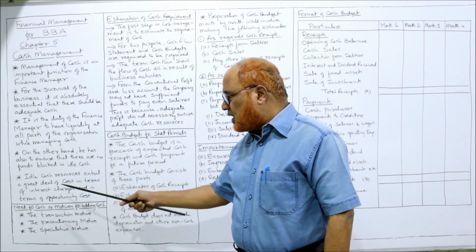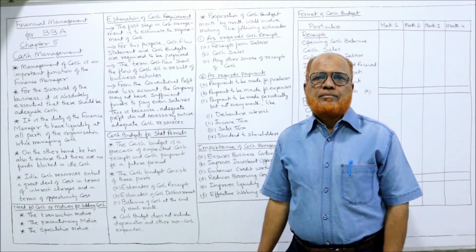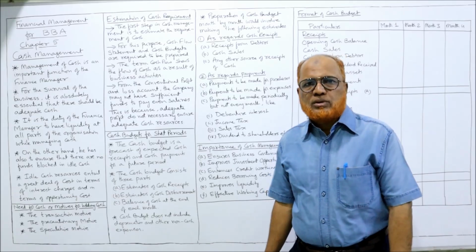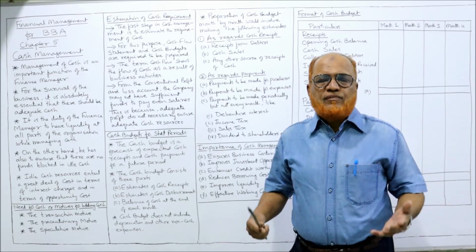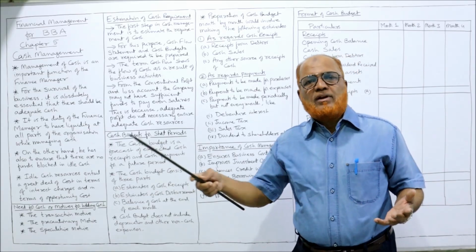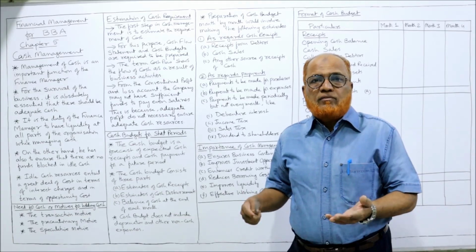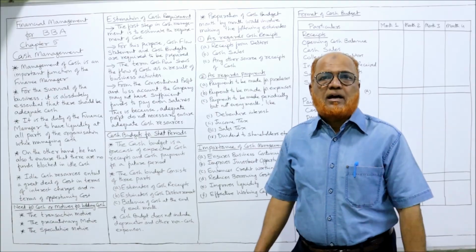Idle cash resources entail a great deal of cost. If a business is having idle cash, then two losses occur. One loss, the interest charges. Suppose we do not require funds, but still we have taken a loan from the bank, what will happen? We have to pay the interest. We have not utilized the funds, but we have to pay the interest. That is the cost incurred for idle cash.